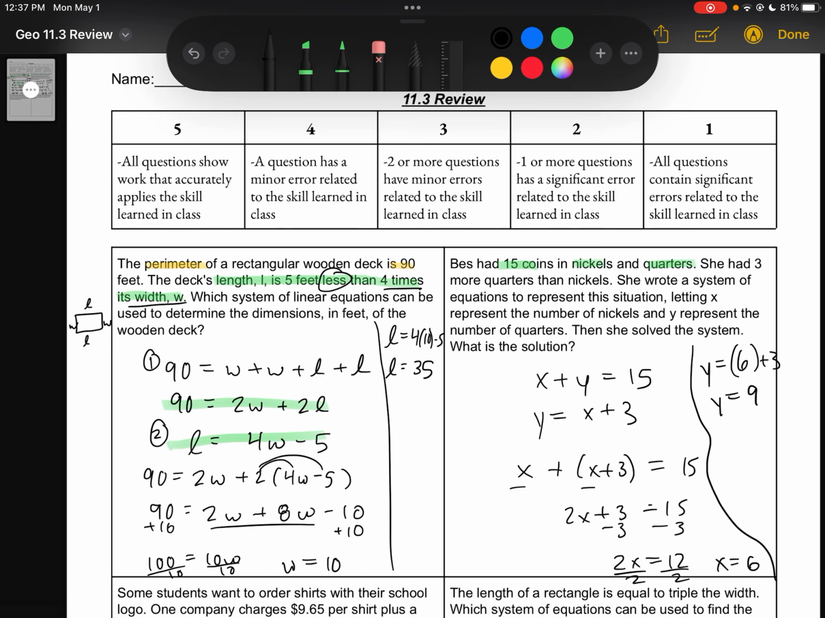And again, important to remember which one is which. So we don't want to just leave it as 6, and we don't want to just leave it as 9. We would want to write down X represents number of nickels, and Y represents number of quarters.